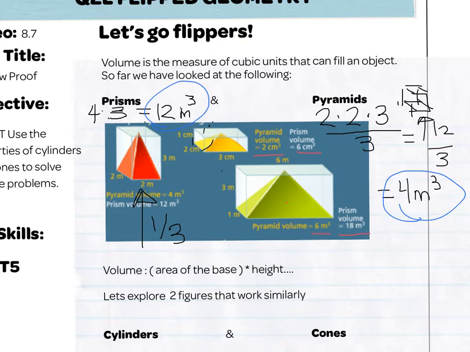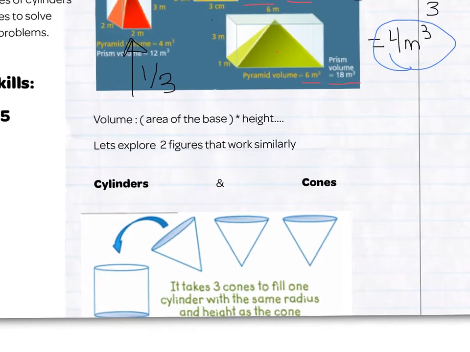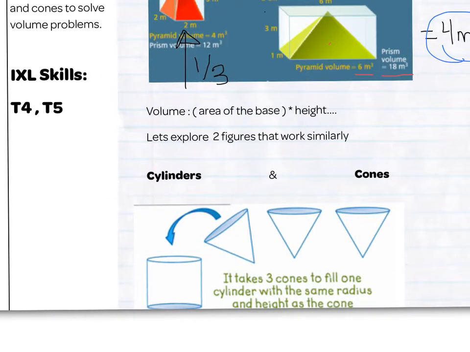So it's the same idea: if I've got the prism, it's going to just be the area of the base times the height. But then if I have the pyramid, it's going to be that same thing except divided by 3 because 3 fit in there. So the reason why we looked at that is because we're going to now explore another set of figures that work similarly.